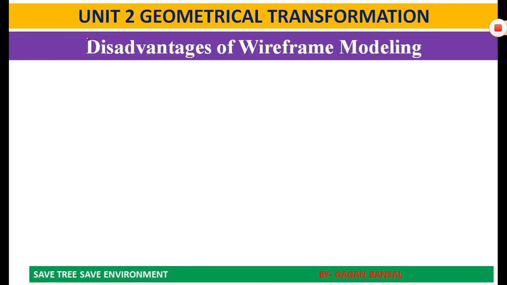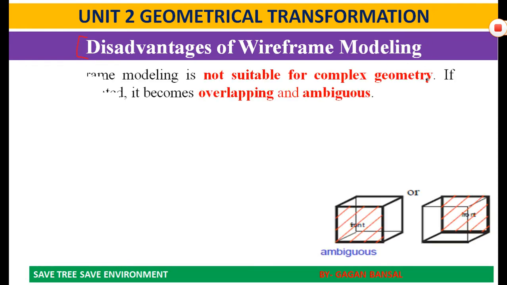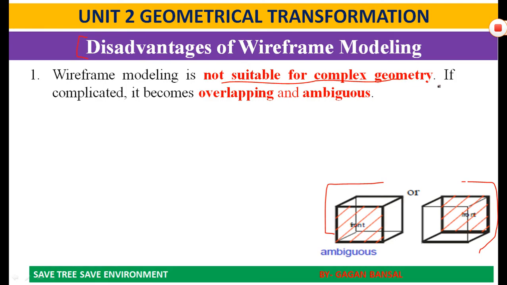And what are the disadvantages of wireframe model? From the figure you can make out that it is ambiguous. This figure also represents the same, that you are unable to see what is the front face or what is the back face when only the edges are given in the form of a line for any 2D or a complicated 3D drawing. So wireframe modeling is not suitable for complex geometry as it becomes ambiguous. If complicated, it becomes overlapping and ambiguous. Hope you can imagine all these things.